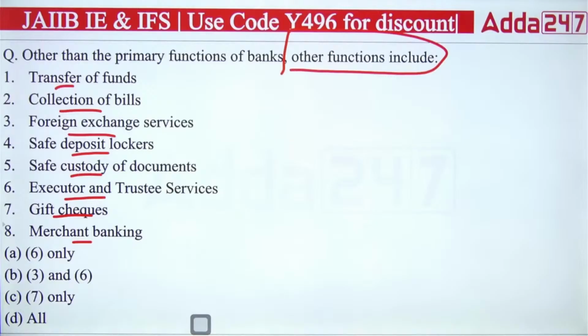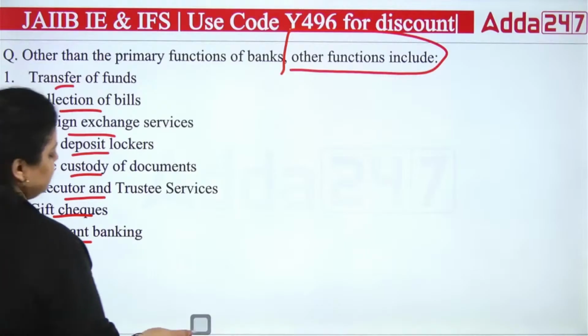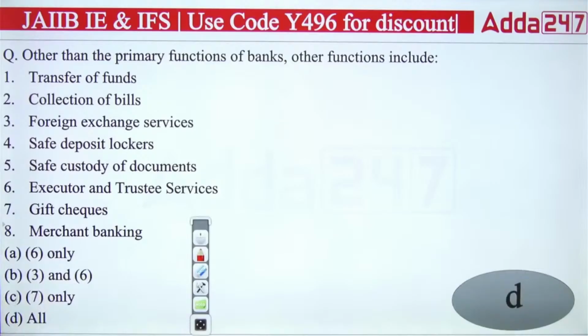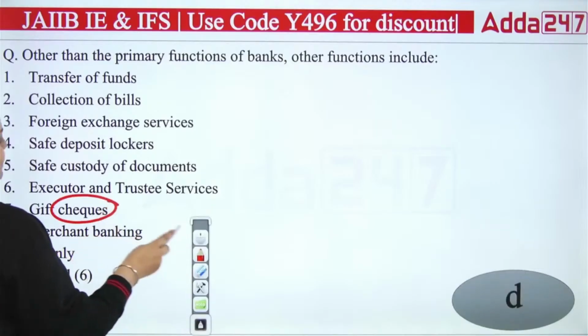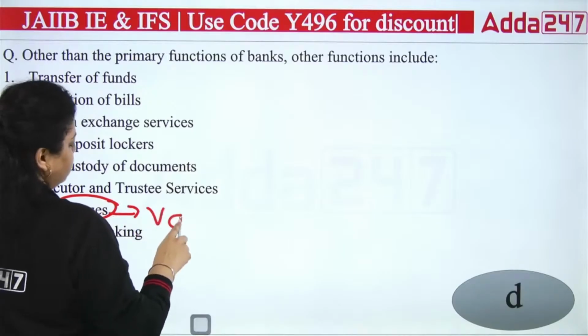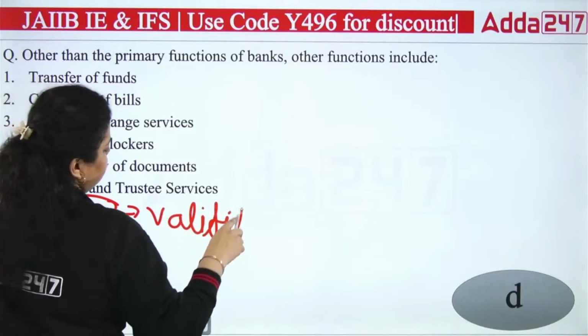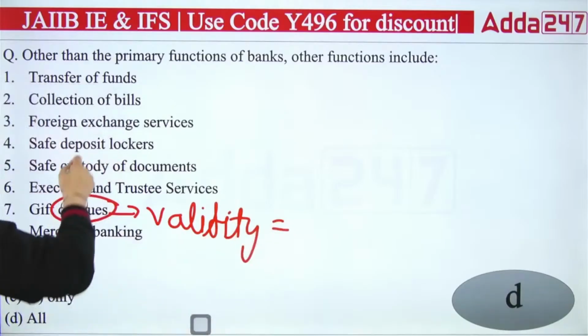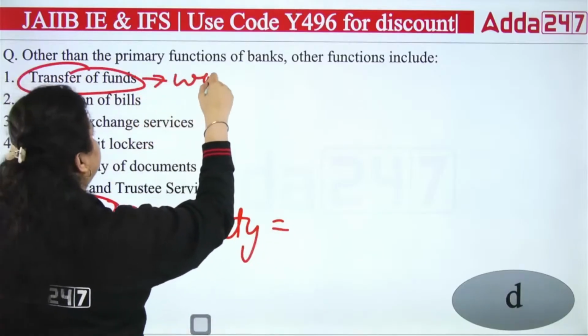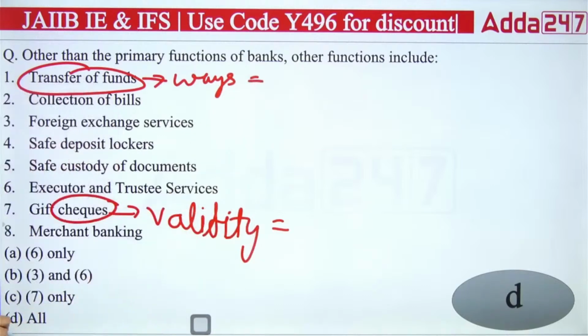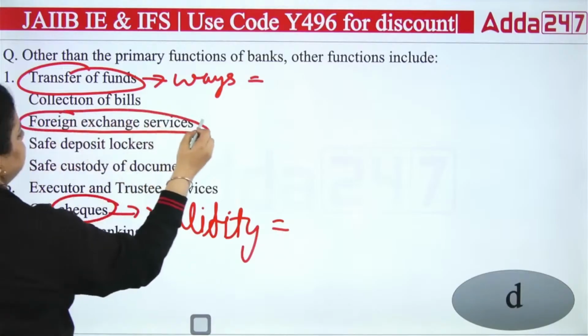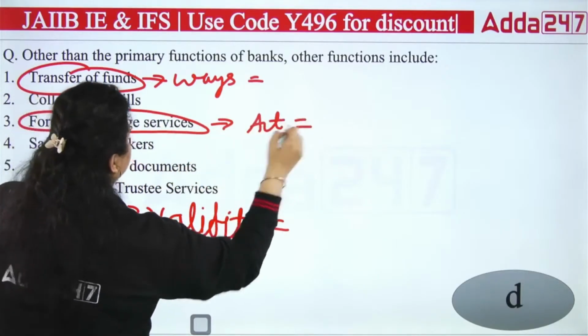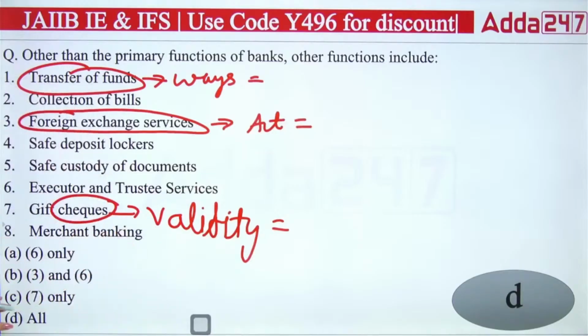All of the above are the functions? Very good. All of the above functions are performed by the bank. So your right answer is D. We are talking about a check here. What is the validity of a check? Let me know. Now we are talking about transfer of funds. What are the ways by which funds can be transferred? Also let me know, foreign exchange services are provided under which particular act? Which act actually regulates the foreign exchange services here? Okay, let me know the answer of this.